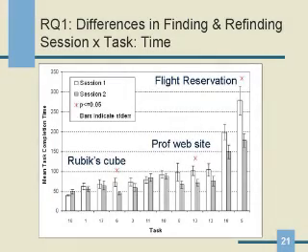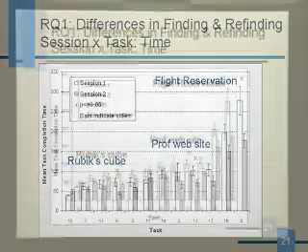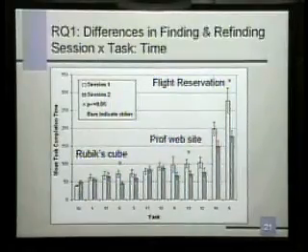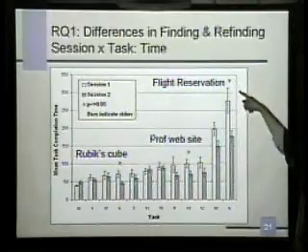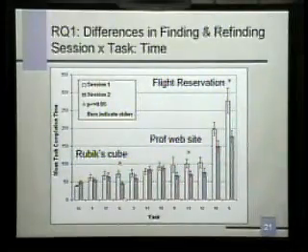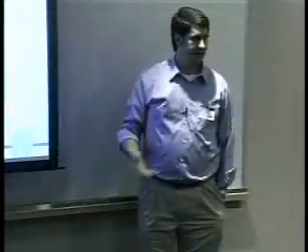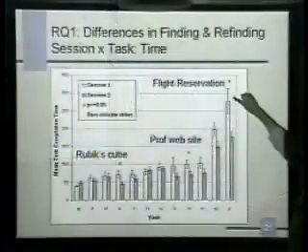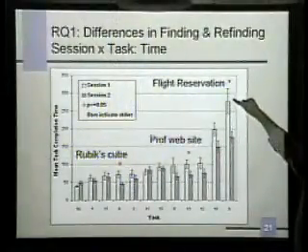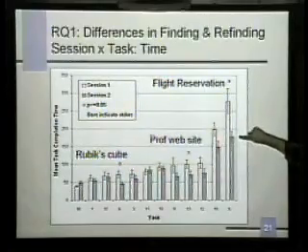So in terms of time, there were some tasks that were significantly different, but there were some tasks that weren't. So there was one task that asked the participants to find a flight reservation. Go out and find a fare for a flight from Roanoke to Washington, D.C. on this particular date. And this had a very drastic improvement from the first session to the second session.